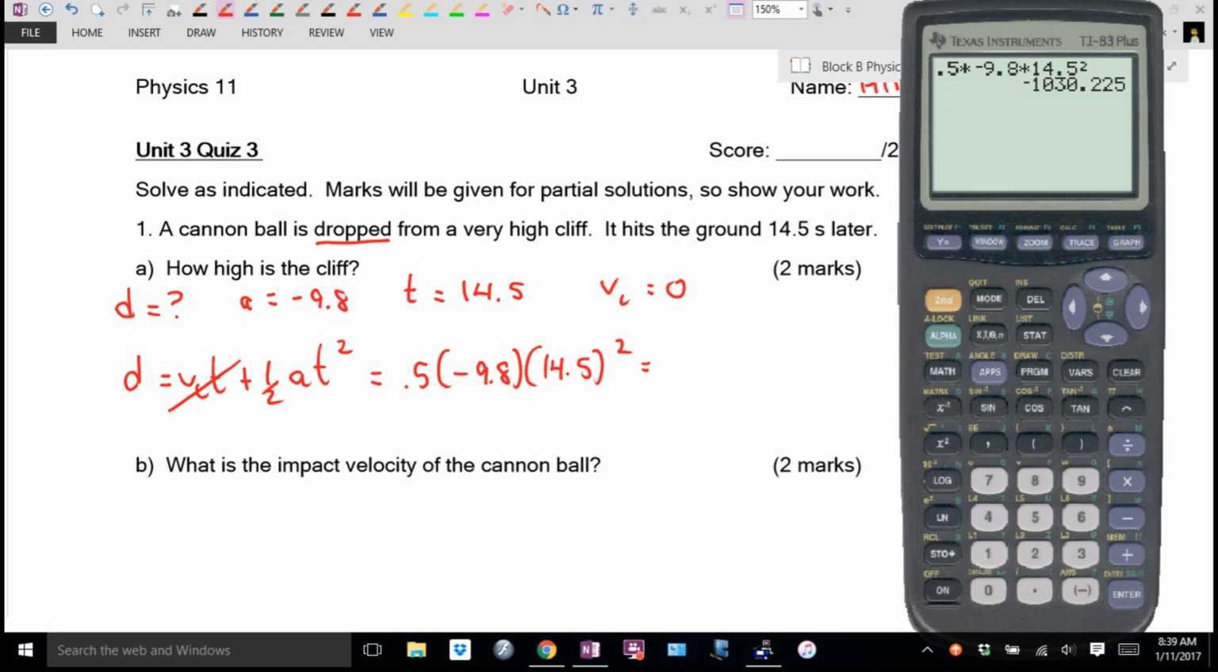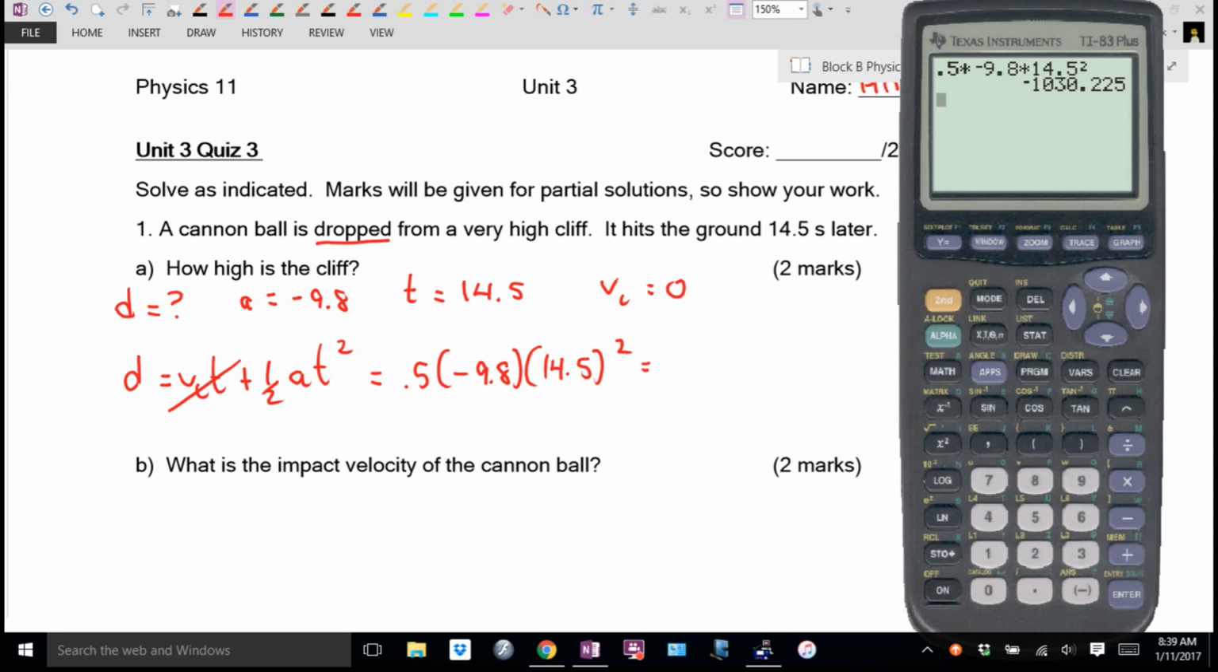Why did I get a negative answer? This equation doesn't find a distance. What does it really find? I'm looking for another word that begins with a D. It finds a displacement. And since I did end up below where I started, it's saying, look, you've lost height. You've lost distance. So I'm not going to freak out.